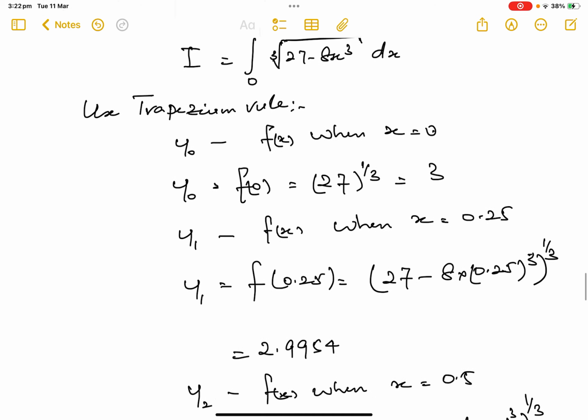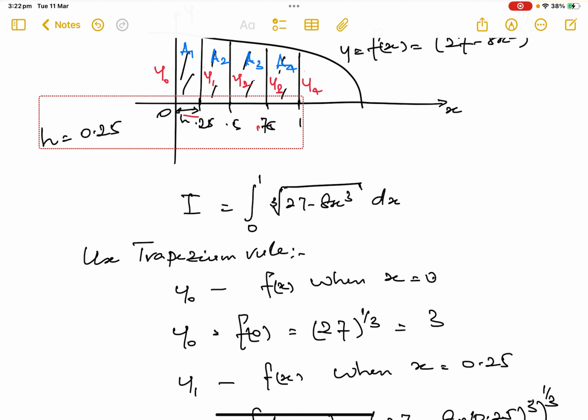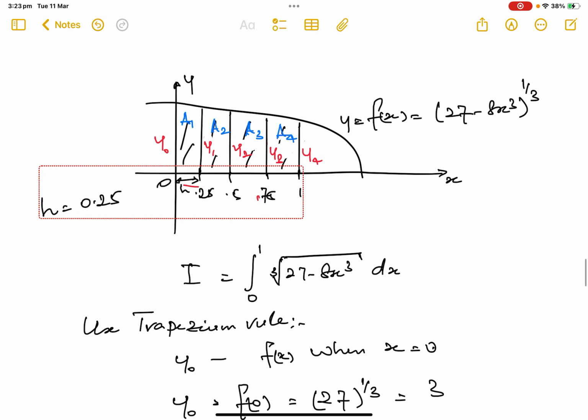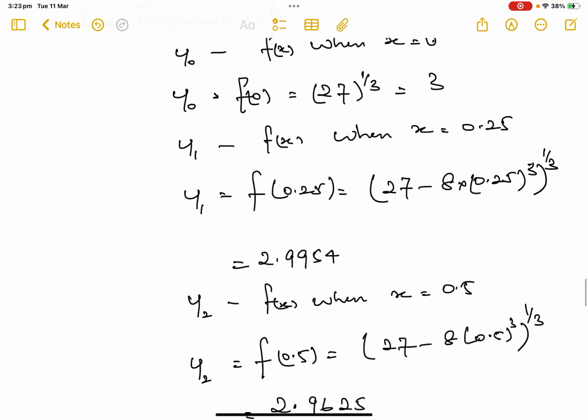So simply, y0 equals f(x) when x equals 0. That's what it is. So y0 = f(0) = (27)^(1/3), because when you substitute x equals 0, you only get 27. So 27 to the power of 1/3, that is 3.